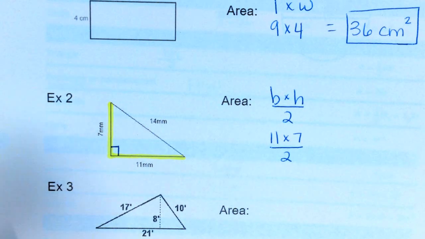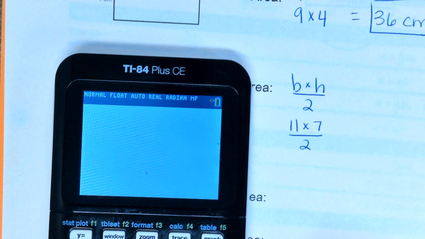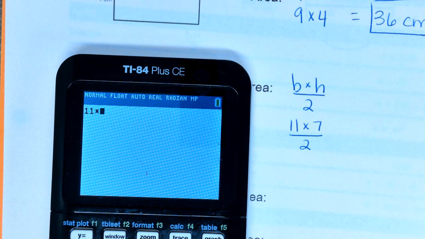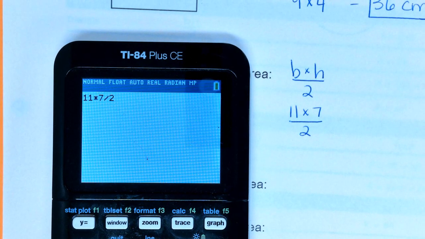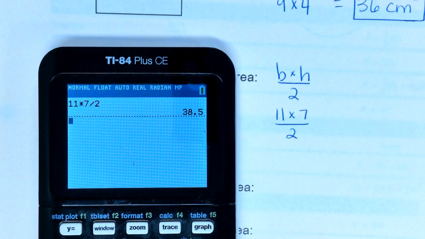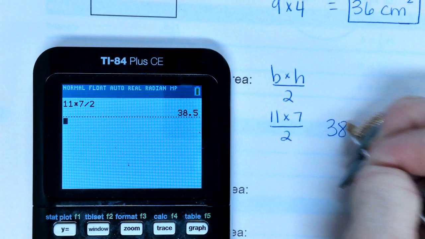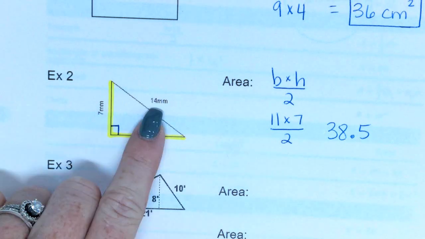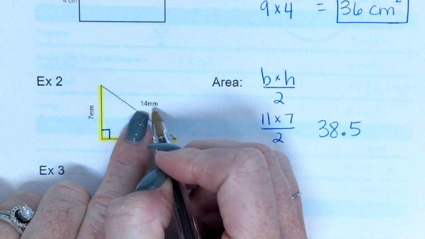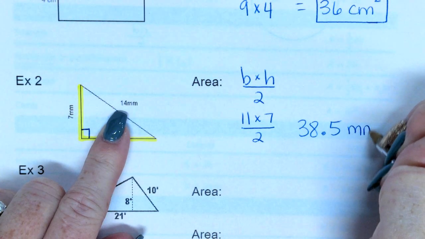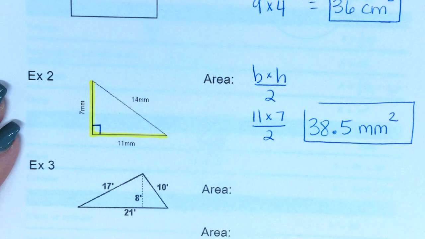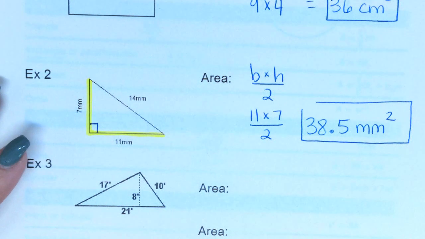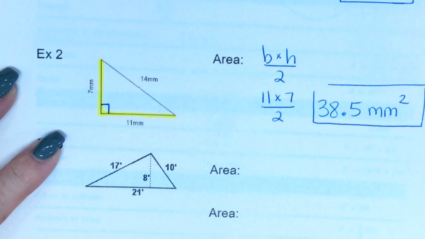Take your calculator and put it in. 11 times 7, and you can do it all at once. The calculator knows order of operations, divided by 2. And it is what? 38.5. What are my units? Millimeters, and it's always squared because it's area. All right, let's look at the next shape.